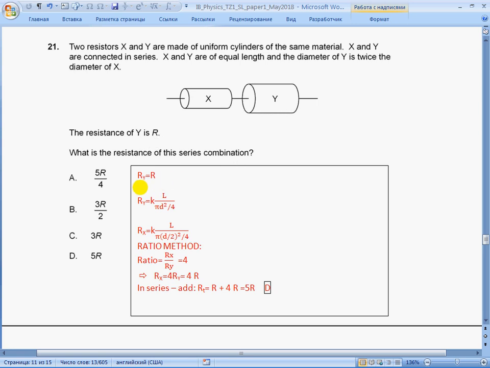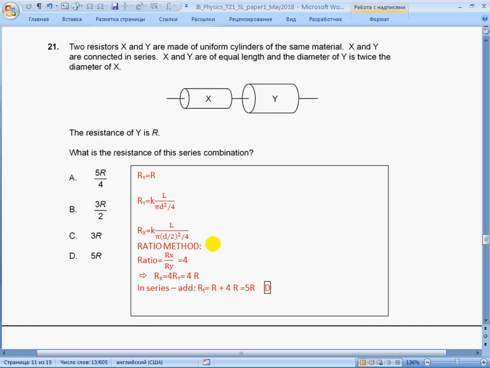Right, so the resistance of Y is R. The resistance of Y can be written in this way. Resistivity, I called it K here. Okay, actually it's wrong. Length over area. Area is, with diameter D, pi d squared over 4. I have the same formula for the resistance of X, but I changed D to D over 2 because the diameter of Y is 2 times greater.